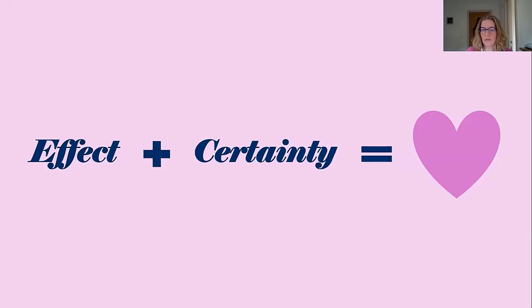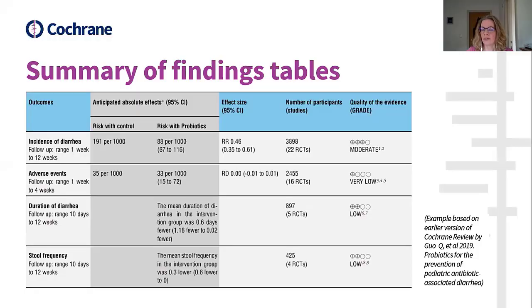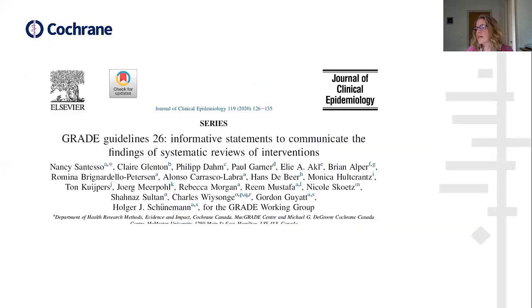And where do we find that information in Cochrane reviews? Well, in the summary of findings tables, and these should always be your starting point when it comes to dissemination. So GRADE have been working on a system for creating narrative statements based on summary of findings tables for many years. And the latest version is in this paper that was published in JCE in 2020, led by Nancy Santesso. And a link to this paper is in the additional resources if you want to read more about the research that informed the development of this particular approach, which is a standard approach for creating narrative statements that are based on the size of the effect and the certainty of the evidence.